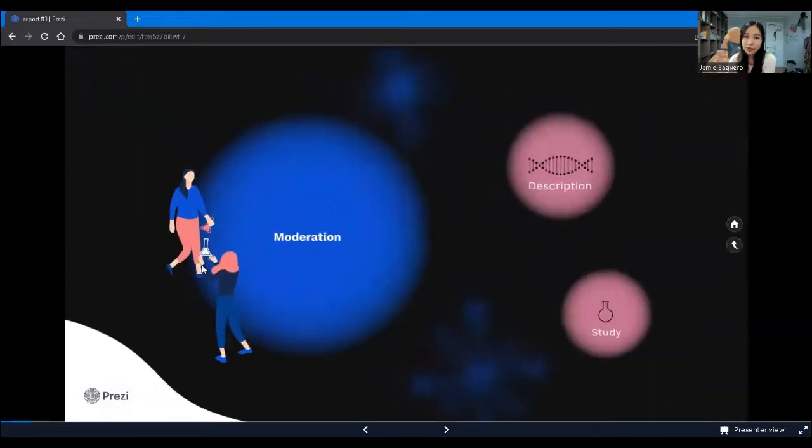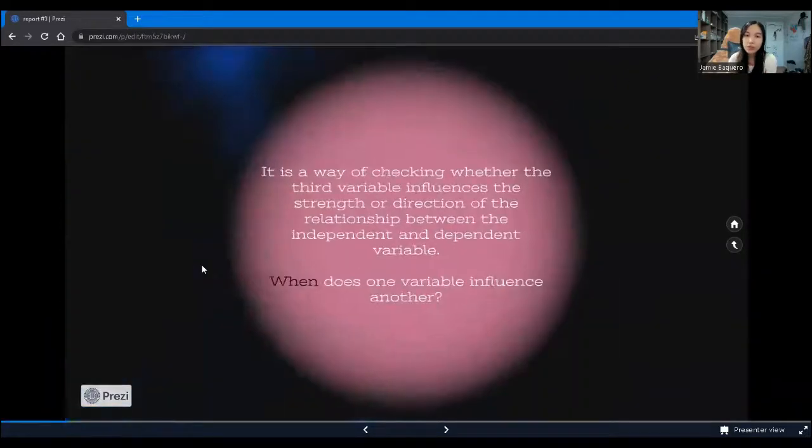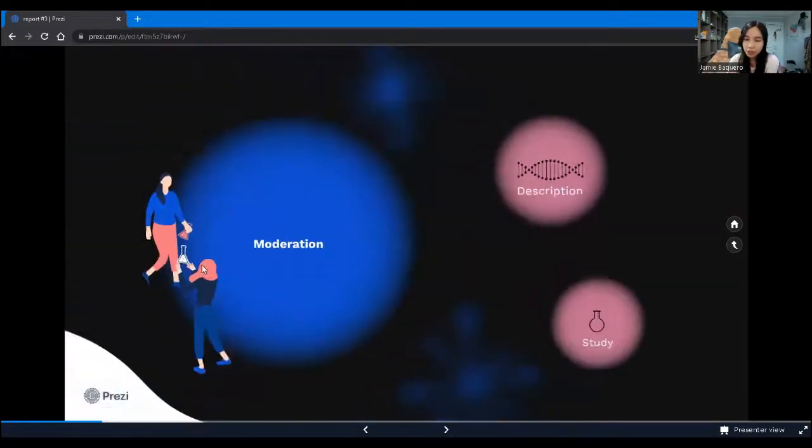So first, we have here moderation. It is a way of checking whether the third variable influences the strength or direction of the relationship between the independent and dependent variable. It raises the question, when does one variable influence another? As we proceed with the presentation, I will be explaining further what moderation is, what the third variable is that we're talking about, what the relationship between the variables is, and also the difference between moderation and mediation.